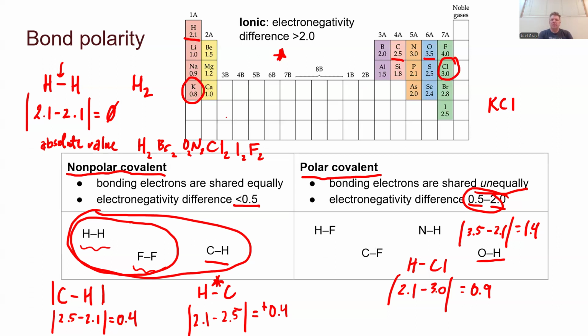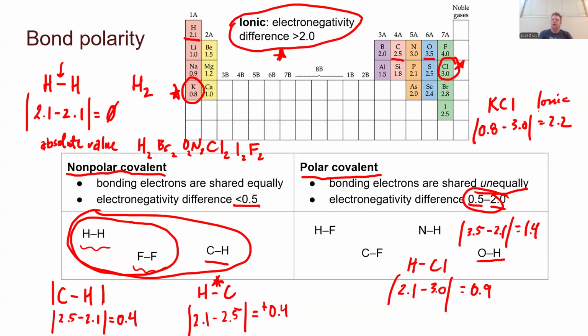Now, by seeing that this is a metal and a non-metal, you're probably thinking, well, this is an ionic compound. 0.8 minus 3.0, that would be 2.2 as our electronegativity difference. That goes beyond being a polar covalent bond. I always think about this as an electronegativity difference of greater than 2.0 being an ionic bond. So this is an ionic bond.